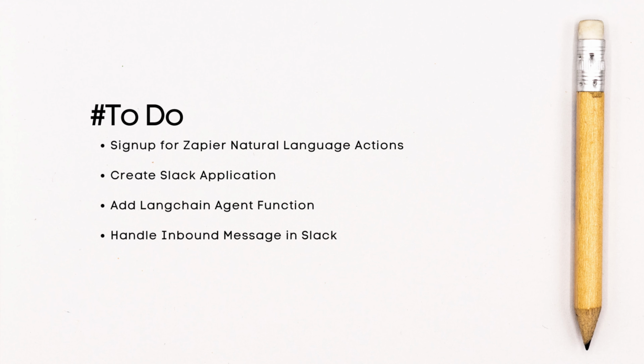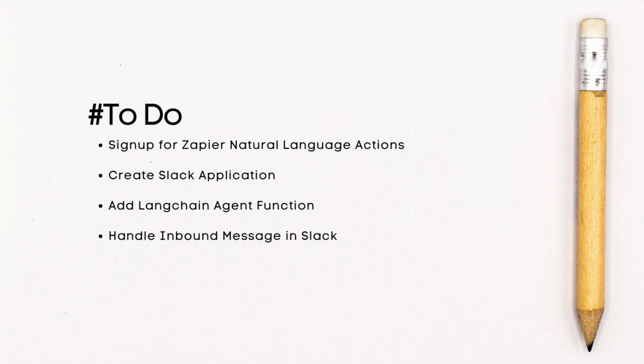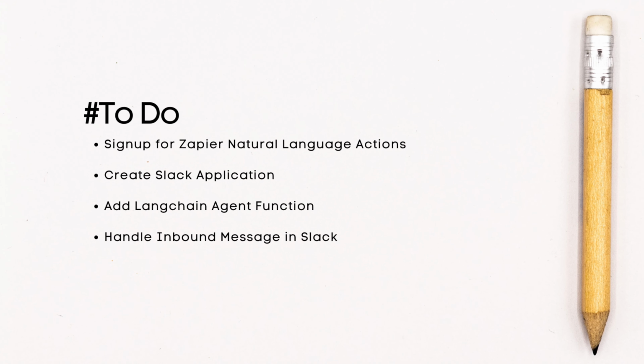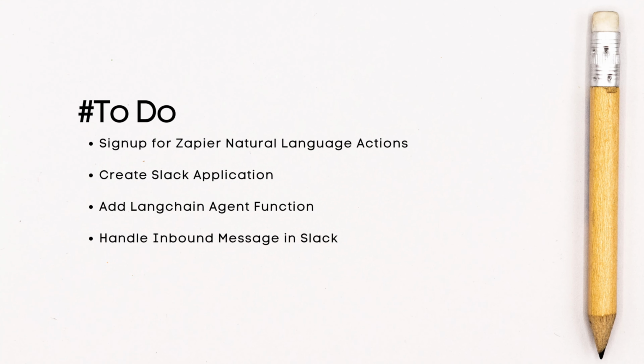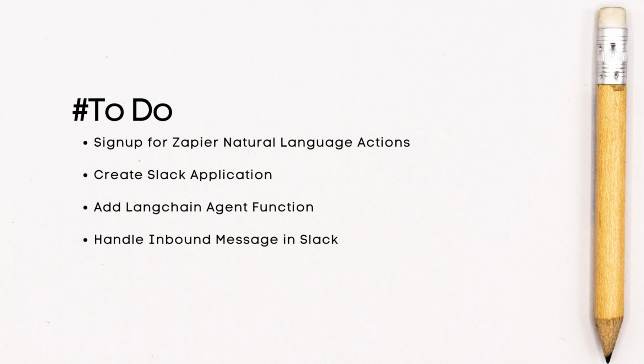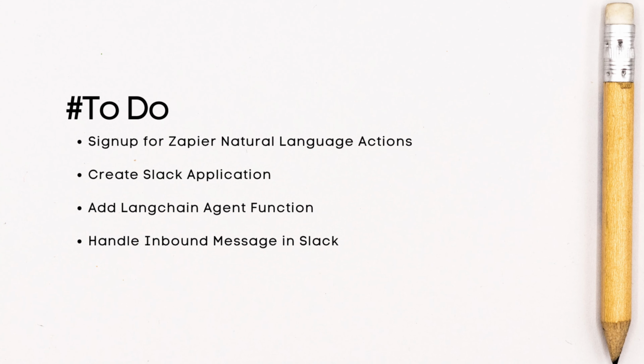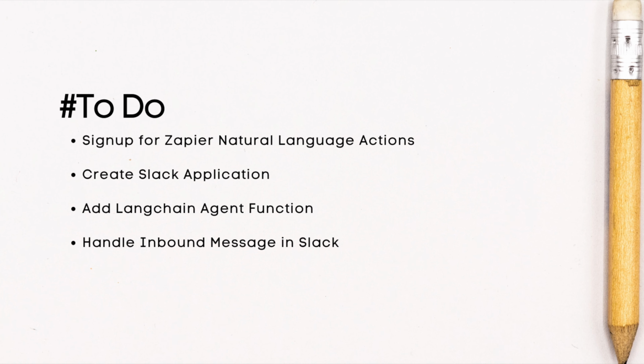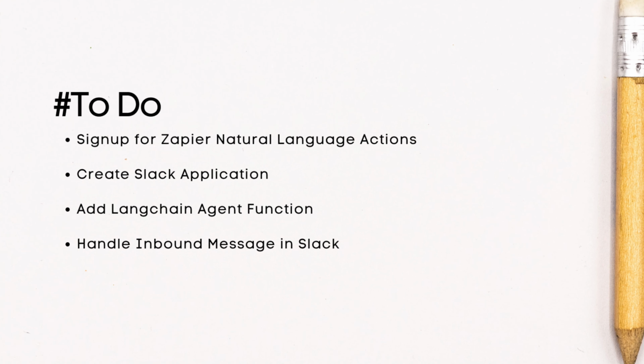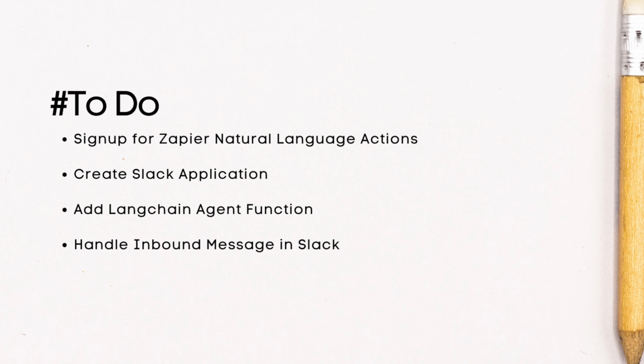To build our app, here's what we're going to cover. We're going to start off by signing up for Zapier Natural Language Actions and configuring them. We're going to create a Slack application. Then we're going to create our bot, which will include a Langchain agent function, as well as an event handler for our message in Slack.